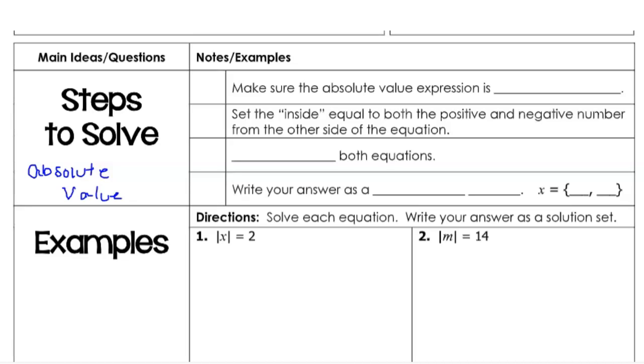So under here, okay, Miss Bennett's going to write a little bit smaller, so that way we can get it in here. But under here, you're going to write absolute value, and you're going to write what it means. Okay, so absolute value. That's the bar, and it's the distance away from zero.